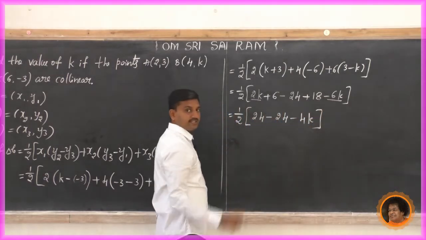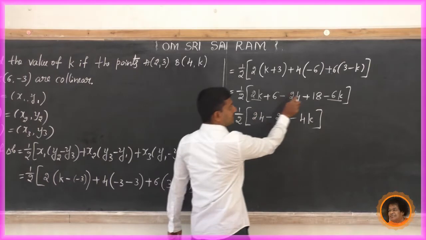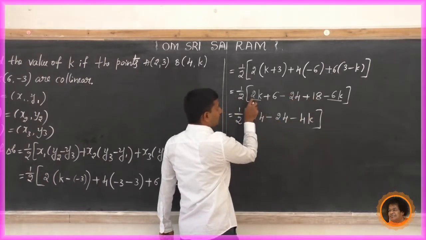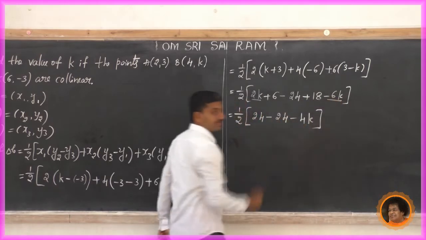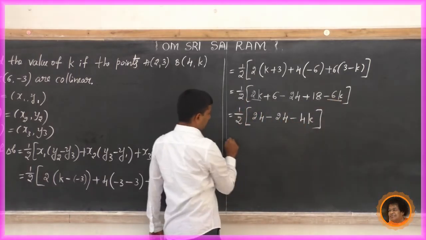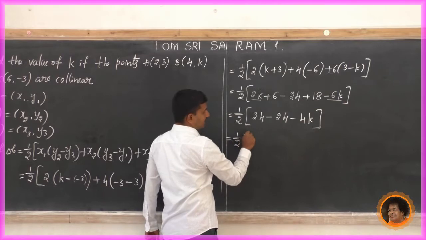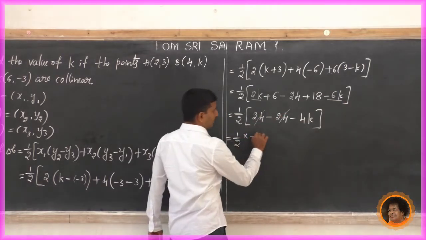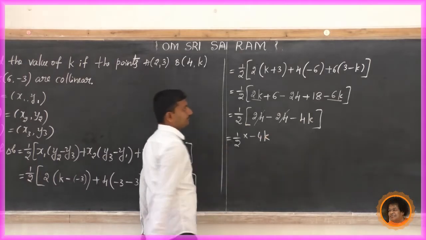I think it is clear. Plus 6 plus 18 is 24, minus 24, and 2k minus 6k is minus 4k. So this equals half into (24 minus 24) plus minus 4k, which is 0 minus 4k, equal to minus 4k.